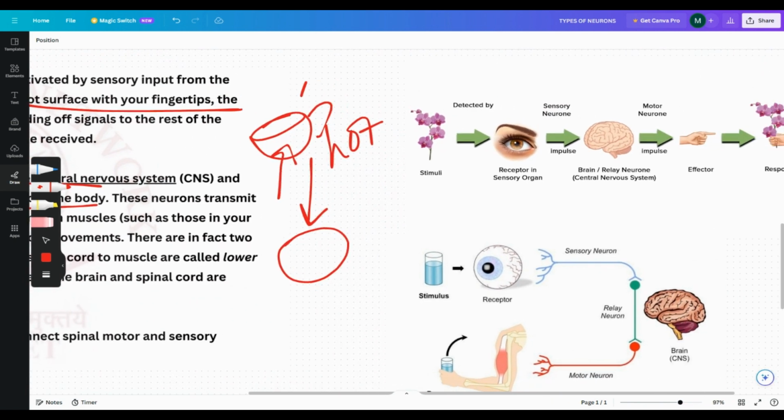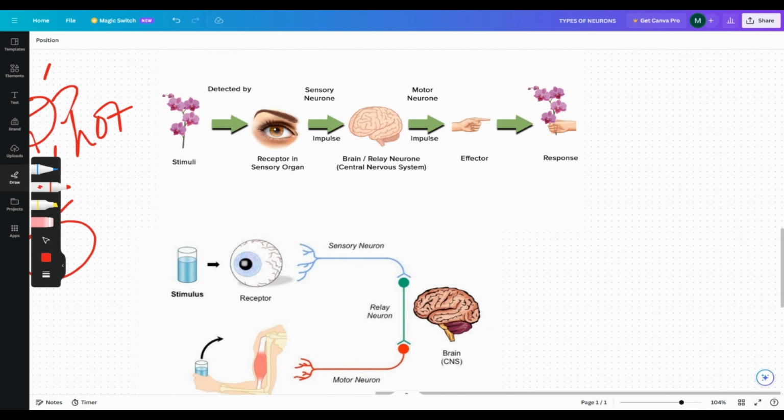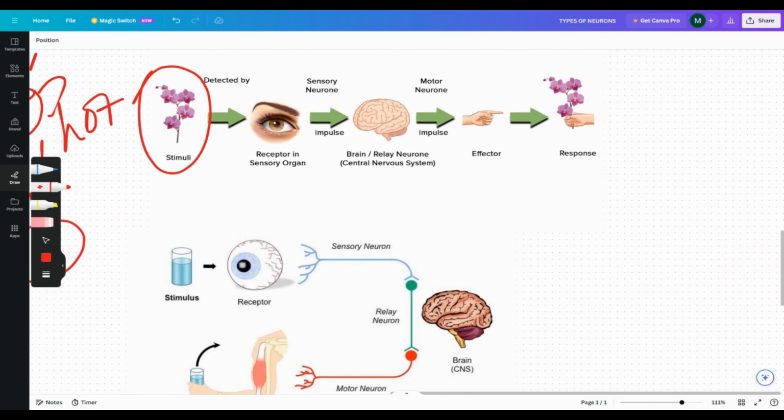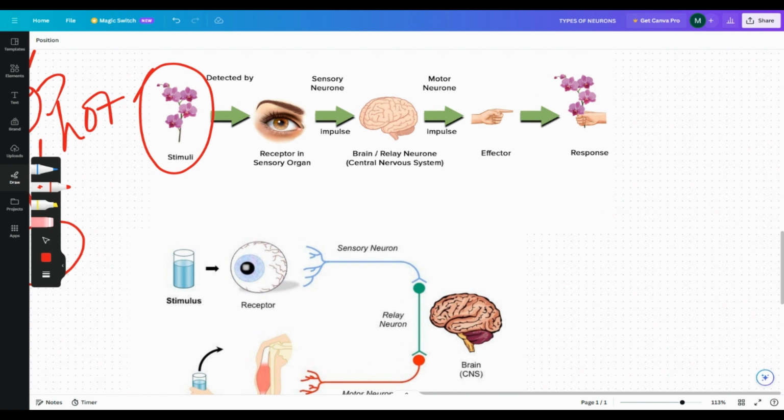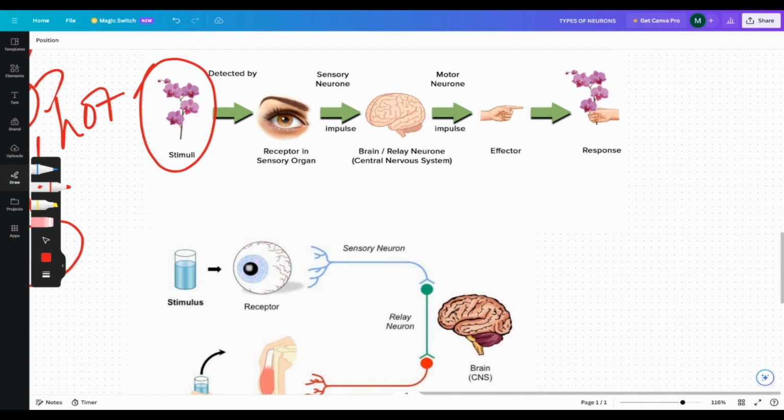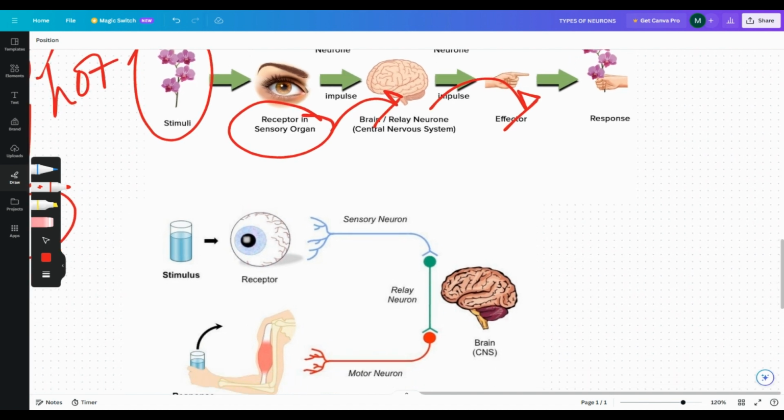There are a few pictures I would like to show you. Suppose this is the stimulus. Stimuli can be anything, something you touch, something you see, something you taste. Suppose you tasted something very bitter. That information would be sent through the sensory neuron and you spit it out. That would be done by the motor neuron. So you see a stimulus that would be received in the sensory organ and then it's sent to the brain, and the brain sends a signal through the motor neuron that you pick it up because you find it pretty. That's why you pick it up.